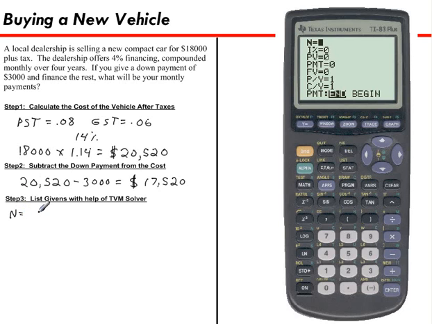Well, we're making monthly payments, so there'll be 12 of them per year, and we are dealing with 4 years. So 12 per year times 4 years, that's 48 payments. I is the interest rate that's in the question, and I can see it right up there. It's 4%.